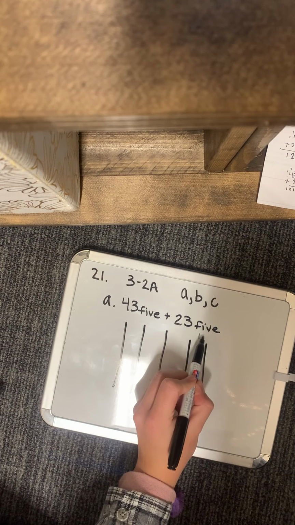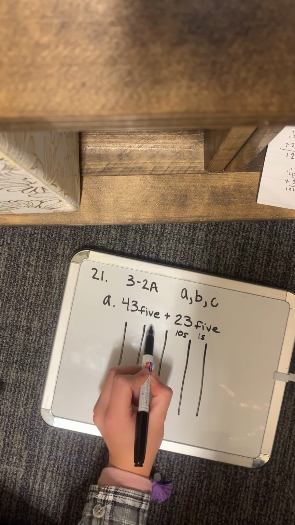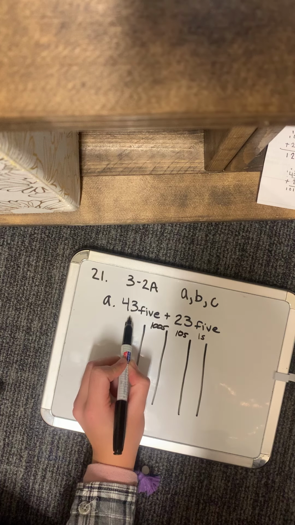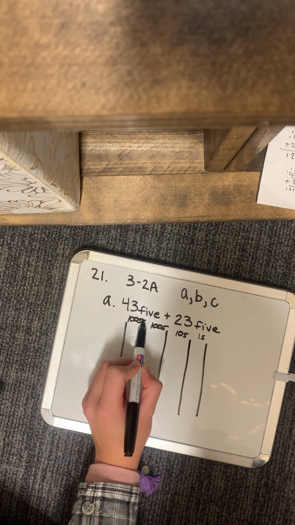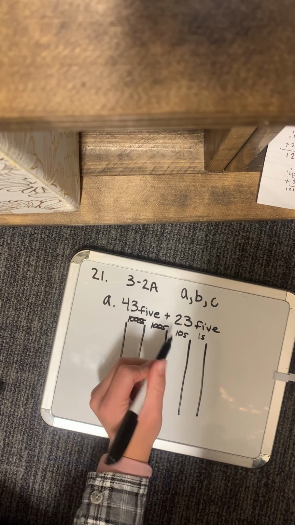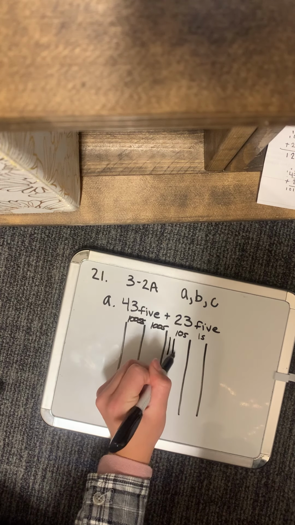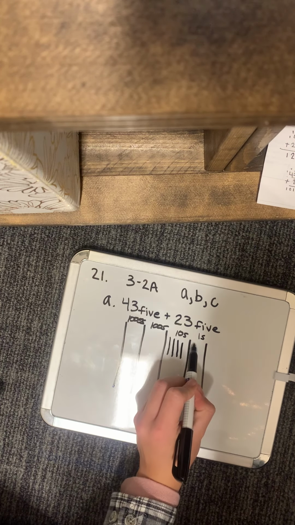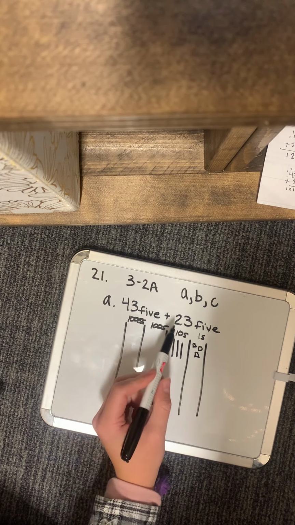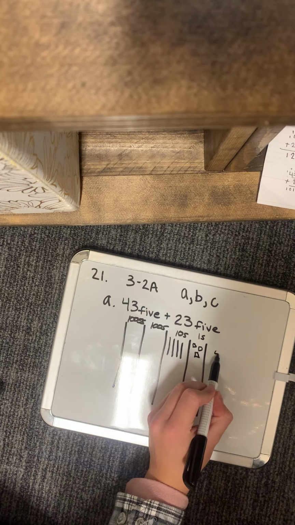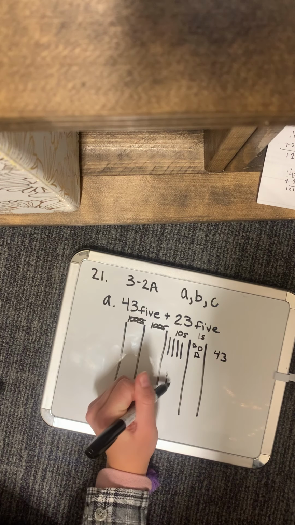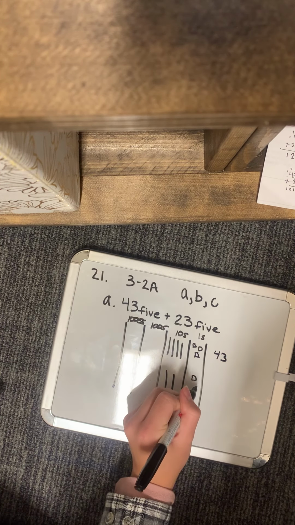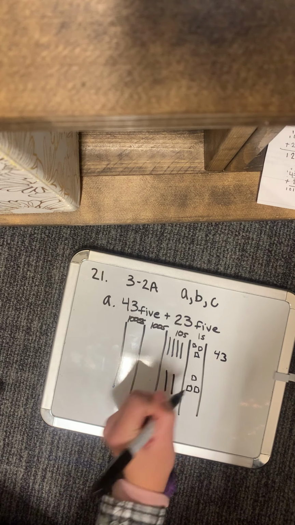So we're going to have our ones, tens, 100s, 1000s. So we'll put the 43 in. We have 1, 2, 3, 4, and 3. For 23, we have 1, 2, and 1, 2, 3.